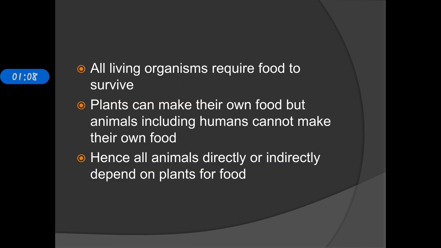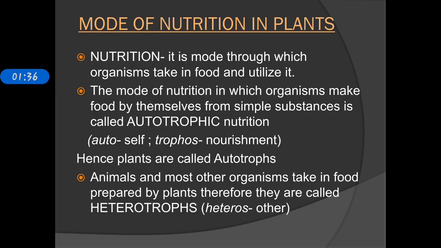All living organisms require food to survive. That is very basic. Plants can make their own food, but animals, including humans, cannot make their own food. Even though food is required by all living organisms, only plants have the capacity to produce their own food. Hence, all animals, directly or indirectly, depend on plants for food.